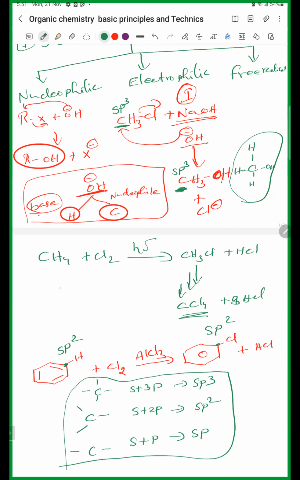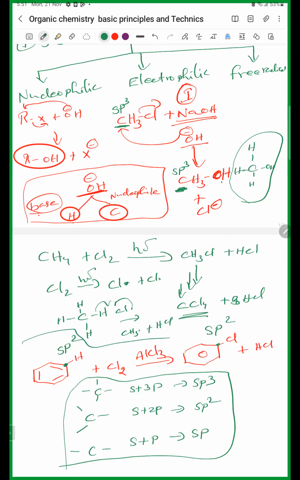What happens when you put Cl2 in presence of light? It will give homolytic fission, Cl dot plus Cl dot. What will this Cl dot do? It will cleave the carbon-hydrogen bond. Further, next time we are going to see. It will cleave, then it gives CH3 dot plus HCl. It will create a radical, and that's why it is called substitution.